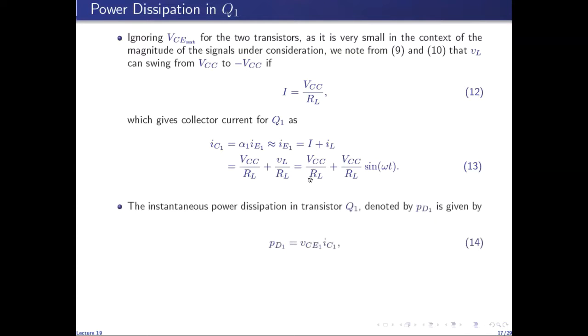So the instantaneous power dissipation in Q1, that is instantaneous power dissipated by Q1, which we denote with PD1, is given by the product of the voltage across Q1, which is VCE1, times the collector current of Q1, which is IC1. So VCE1, on the other hand, is given by VCC minus VL. So VL is VCC times sine omega t, and VCE1 will be VCC minus VCC times sine omega t. So you invert this waveform and add VCC, you'll get the waveform for VCE1.